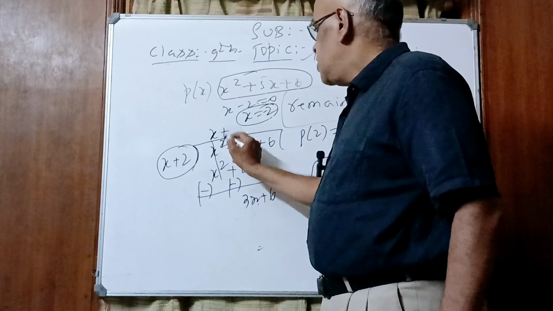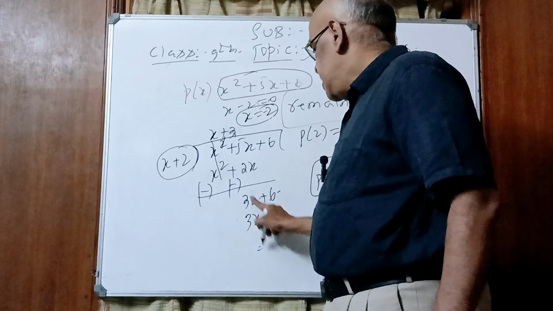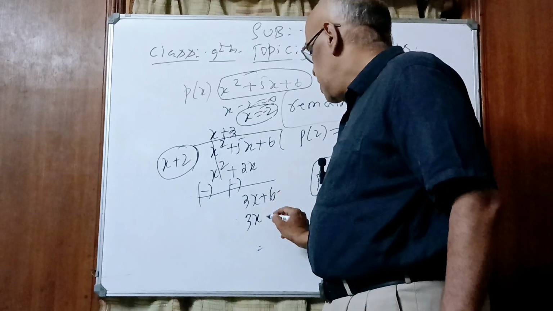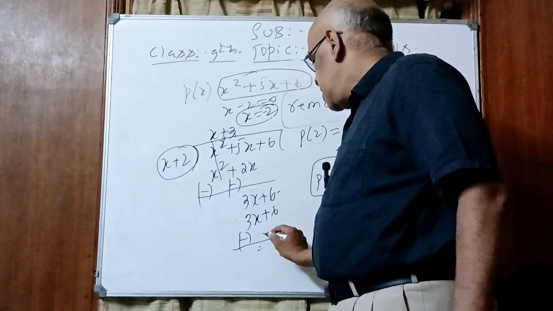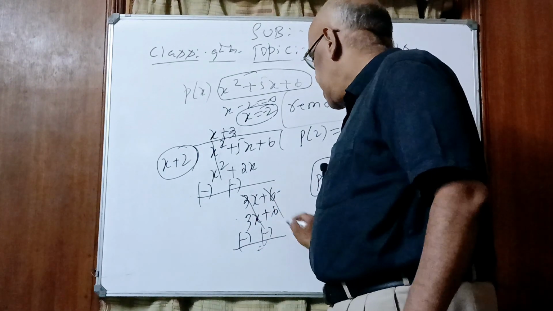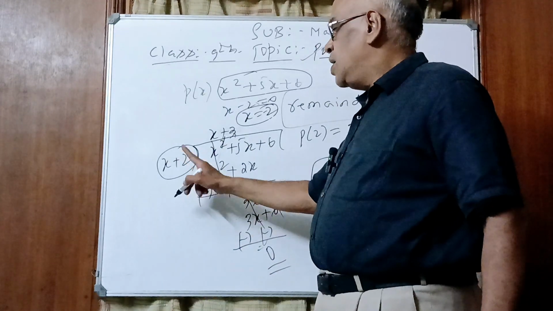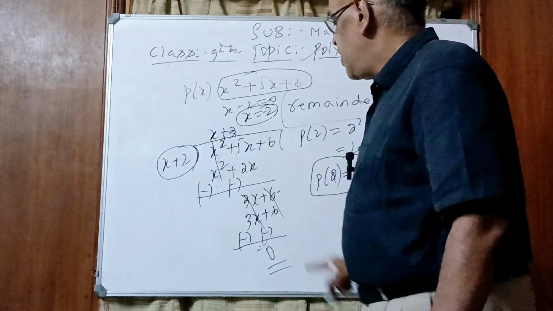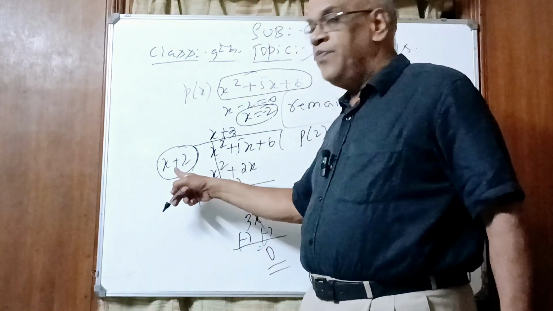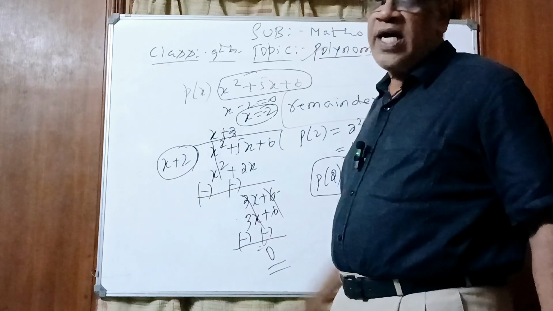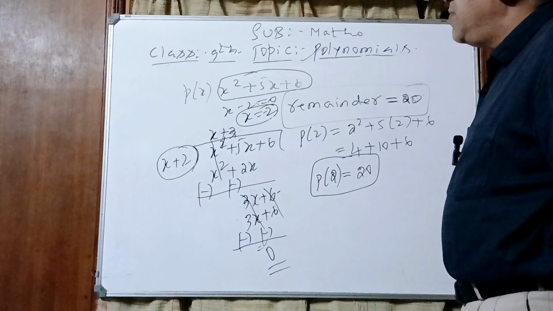Then you have to multiply by 3. 3 into x, 3x. The same term should come here. Then 3 2s are 6. Now this is minus, this is also minus. They get cancelled. x plus 2 divides the polynomial x square plus 5x plus 6. The remainder is 0. Then what do we get? x plus 2 is a factor. That is what the remainder theorem says.